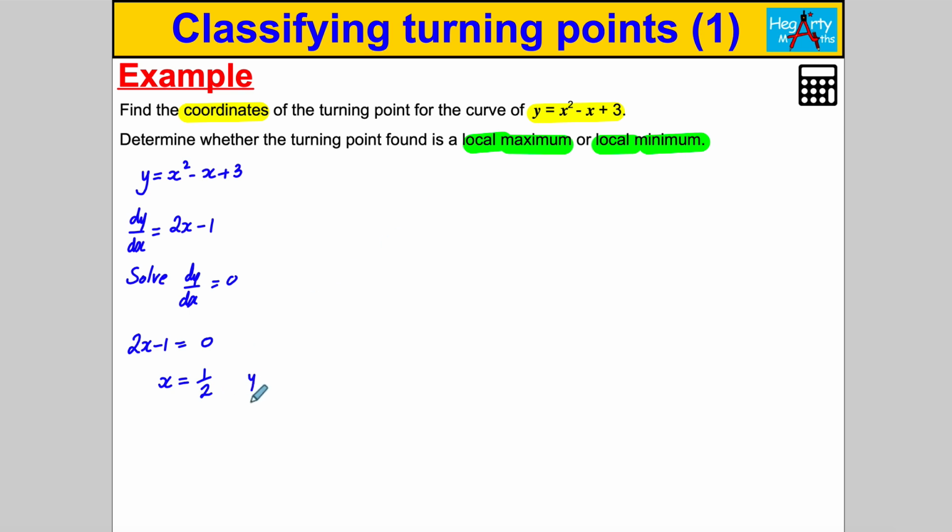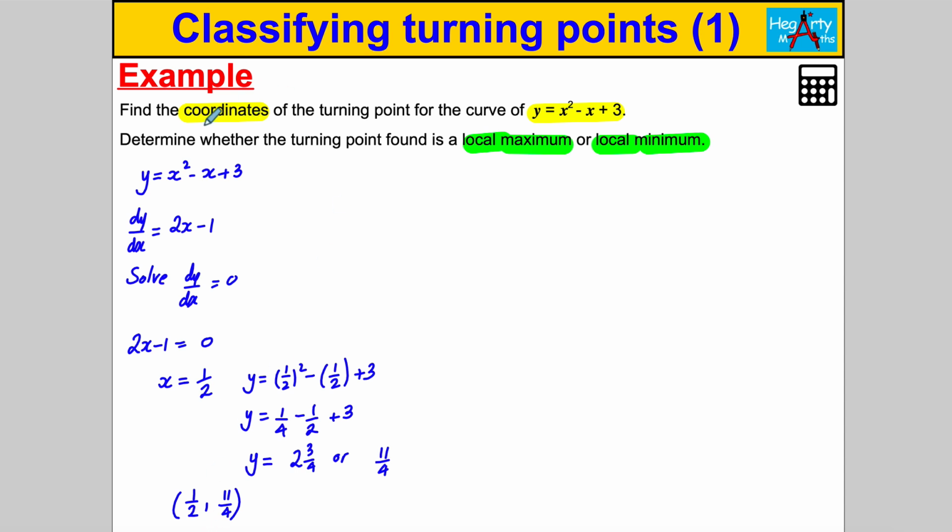The y value corresponding to that, if I substitute a half into the function, would be a half squared, take away a half, add 3. So a half squared is a quarter, take away a half, add 3. And the y value, when you do that, would be 2 3/4, or in improper fraction form, 11 over 4. So the coordinates of the turning point, therefore, are a half and 11 over 4.